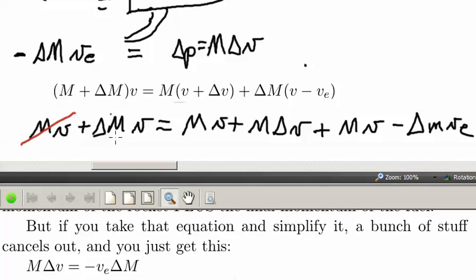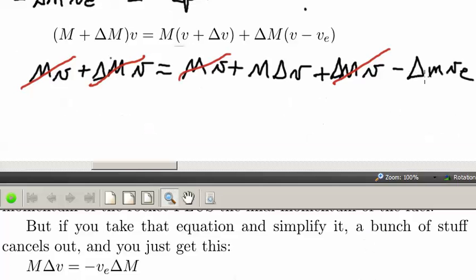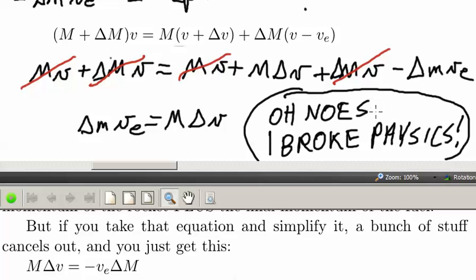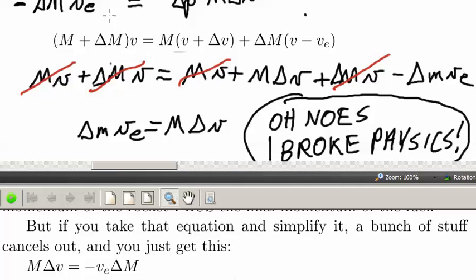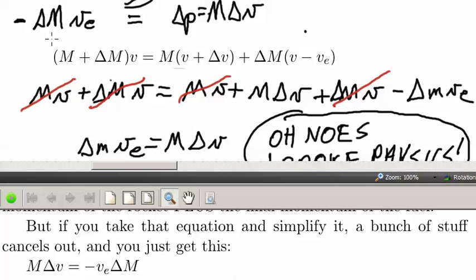We can see that mv cancels out on both sides, and delta m v cancels on both sides, and we're left with adding delta m v sub e to both sides. We'll have delta m v sub e equals m delta v. Now, oh noes, I broke physics. Let's see, there was a sign up here, right? Negative m v, it was all the same except I had a negative delta m v sub e up here. What's wrong?